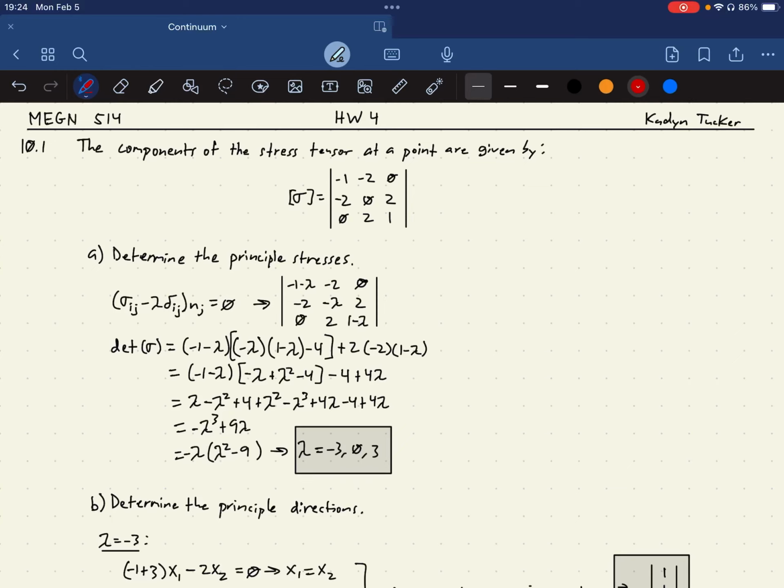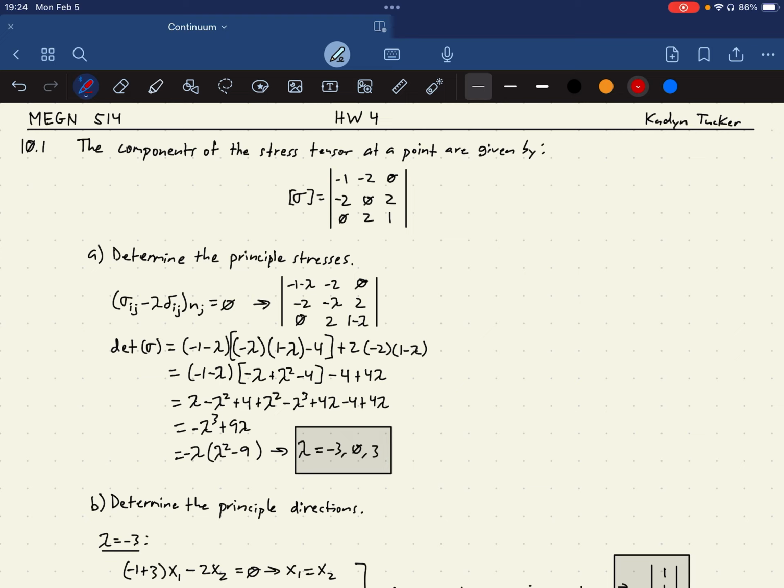So in problem 10.1, we're given the components of a stress tensor at a certain point in matrix form, and we're asked to both determine the principal stresses and the principal directions.